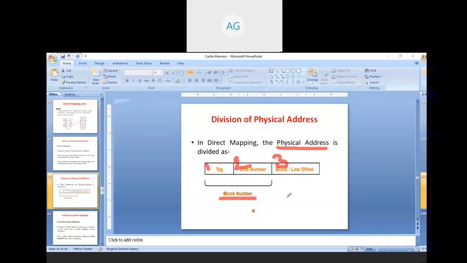Okay, just remember this physical address of direct mapping. All three memory mapping techniques of cache memory have their individual physical address formats. The direct mapping physical address format is like this. It is divided into three parts: tag, line number, and block offset. So just move to the next slide.